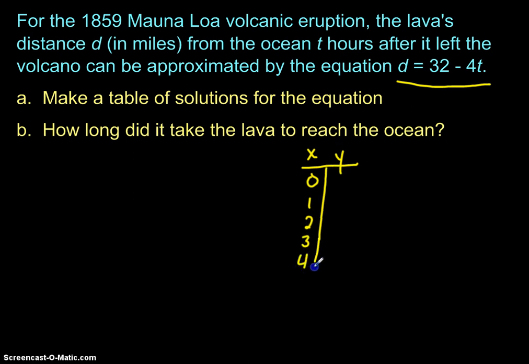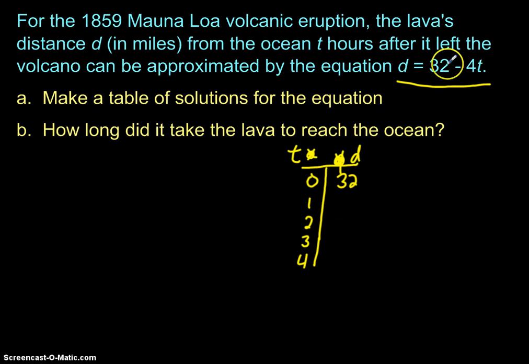To make a table, I plug these numbers in for t. This will be t and d. So we're going to call this t, and we're going to call this d. Now it would be x and y on your graph, but this is t and this is d. So I plug in 0 for t. 32 minus 0 is 32. So it's still 32 miles from the ocean.